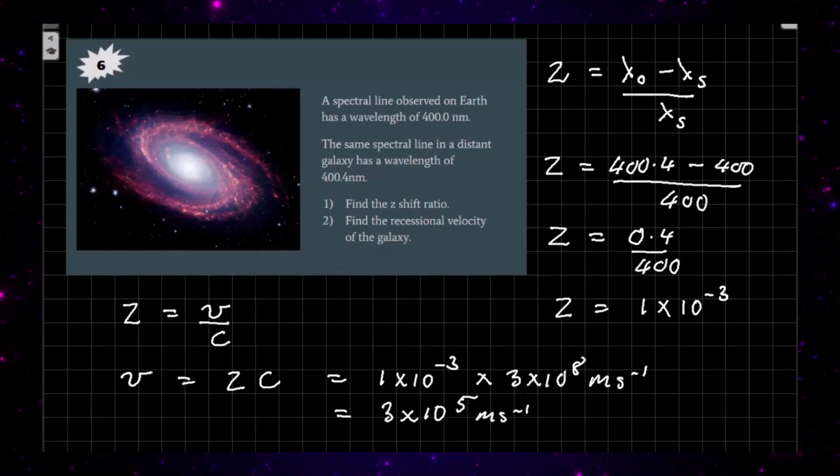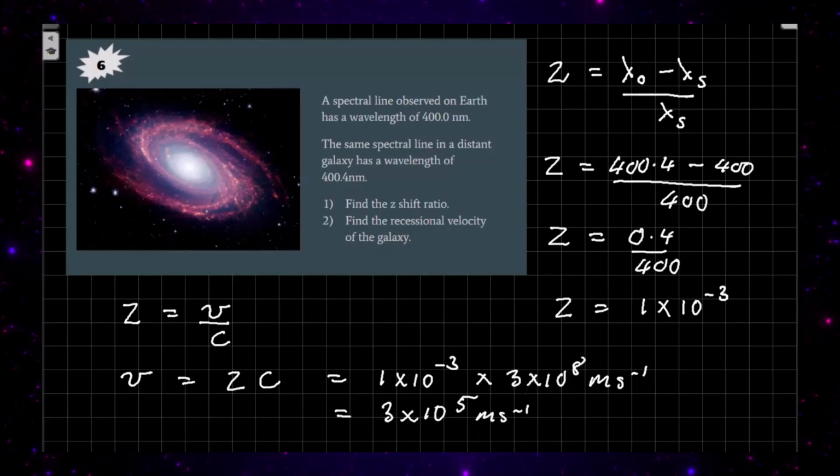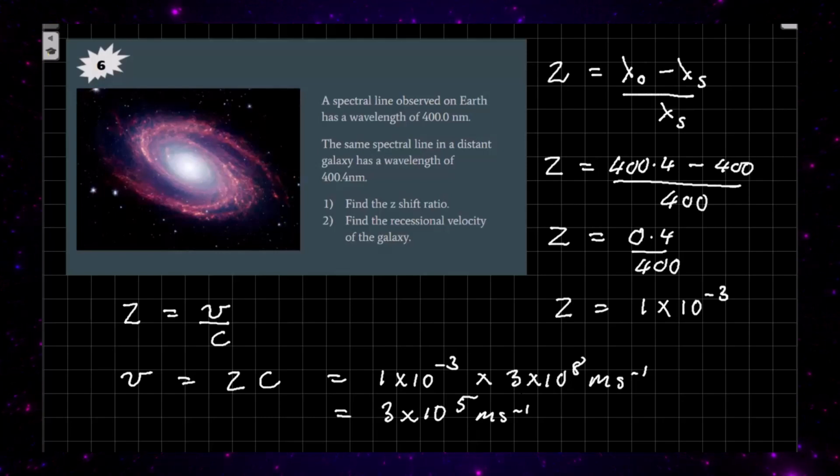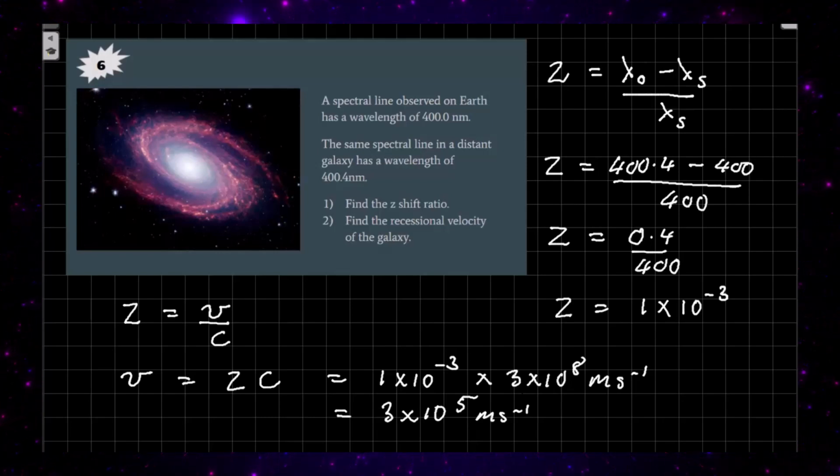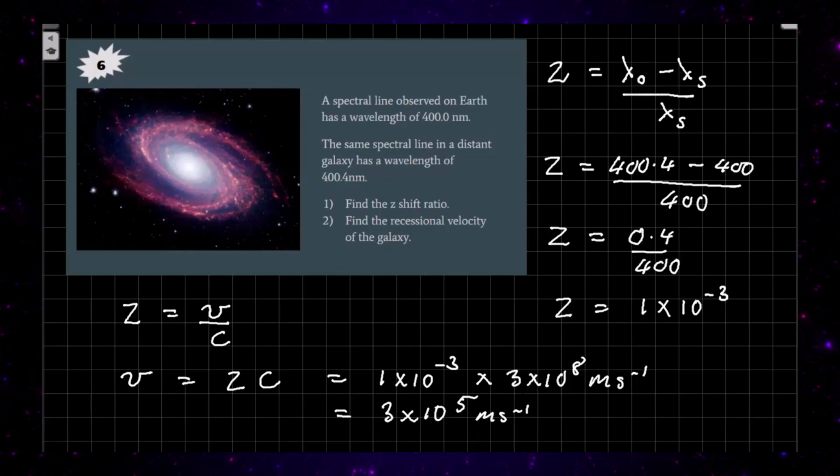So isn't that amazing? Just by looking at the spectral lines on the planet Earth and matching them up with the same element in a distant galaxy, we can work out the Z shift ratio, and ultimately we can work out how fast this galaxy is moving away from us.